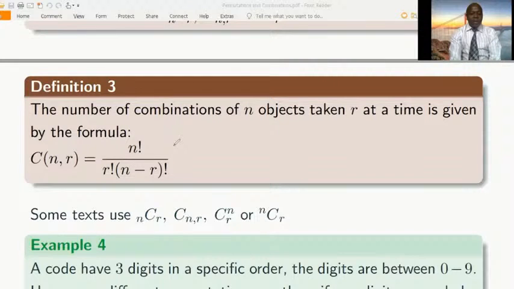In our previous example, we had 3 objects and we were selecting 3 at a time. So this would be out of 3 factorial. Our r is 3 and our n is also 3. So this would be 3 minus 3 factorial, and inside this denominator, what we have is 0. So 0 factorial is 1. So you are left with 3 factorial out of 3 factorial, which is just 1. That's why I said that though we had 6 permutations, the number of combinations was just 1.